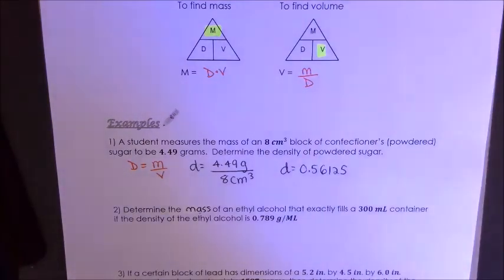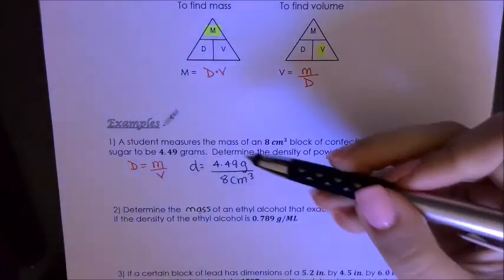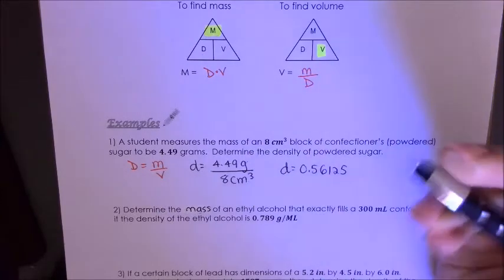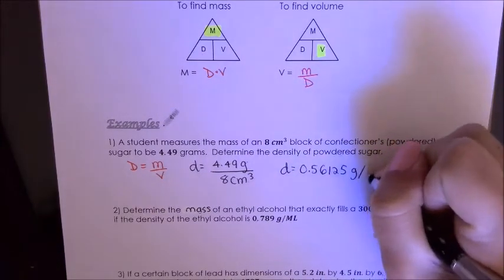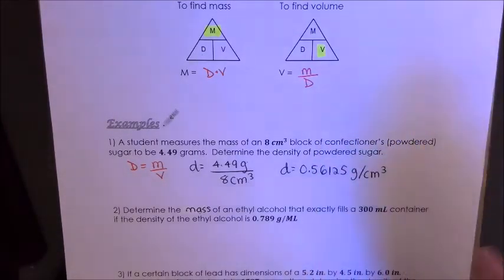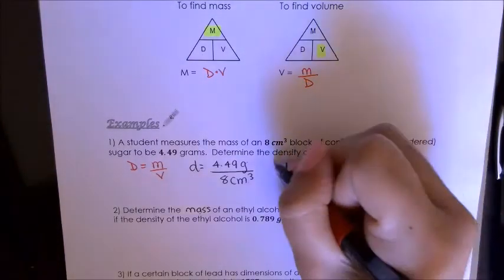0.56125. Now for units for density, you see here that we had grams in the numerator and centimeters cubed in the denominator. That's how you're going to write it. It's grams per centimeters cubed. These are the units you're going to see for density in that form.